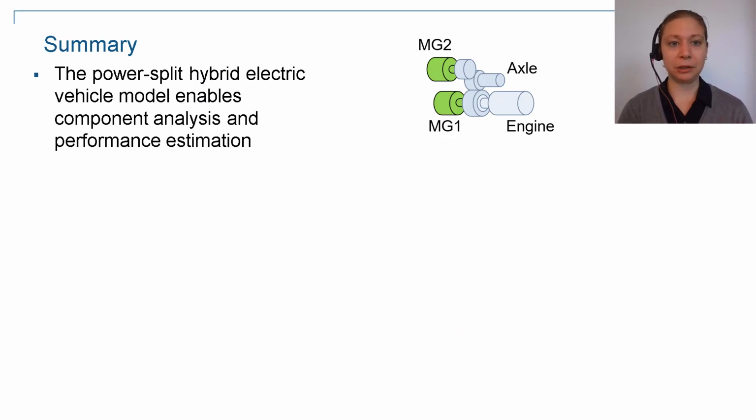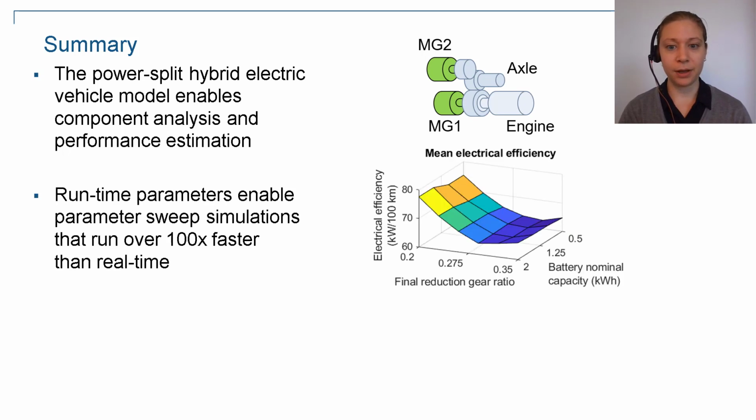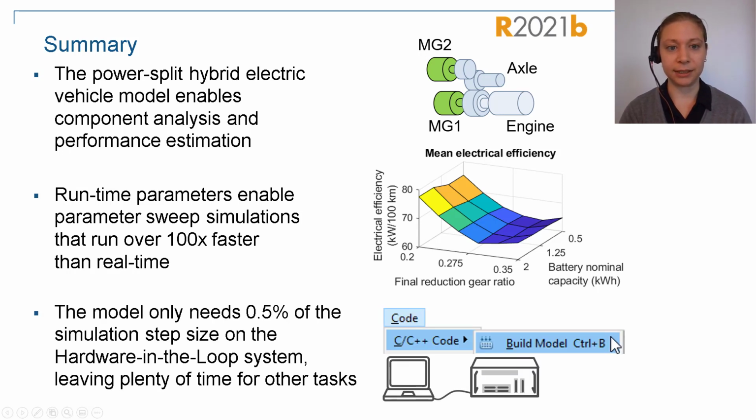In this video, we looked at a power split hybrid electric vehicle model configured for component analysis and performance estimation. The model uses abstract parameterizations to simulate efficiently. On top of that, we use runtime parameters and the rapid accelerator mode to run parameter sweep simulations over 100 times faster than real time. The robust partitioning solver enables the model to consume only 0.5% of the simulation step size in a hardware-in-the-loop system. This leaves plenty of time for other tasks.